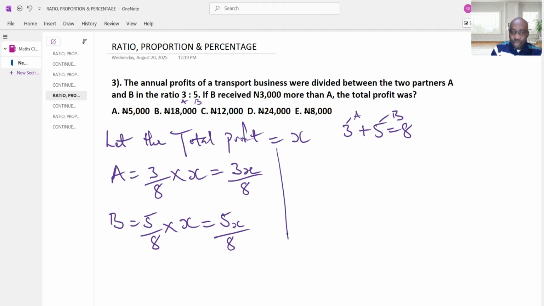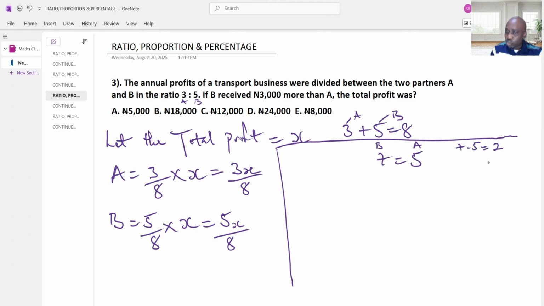Now, I want to illustrate something. For example, if I say 7 equals 5, is it possible? It's not possible. Say this one is B and this one is A. This is not part of the question, I'm just using it as an example. B is greater than A by 2, because 7 minus 5 equals 2.